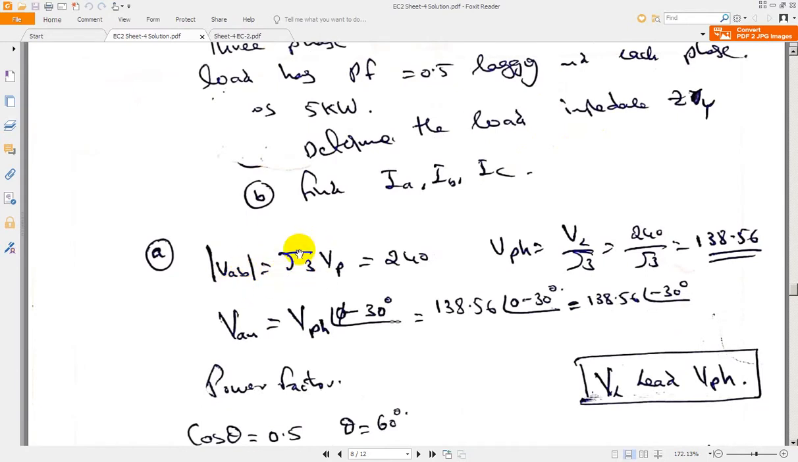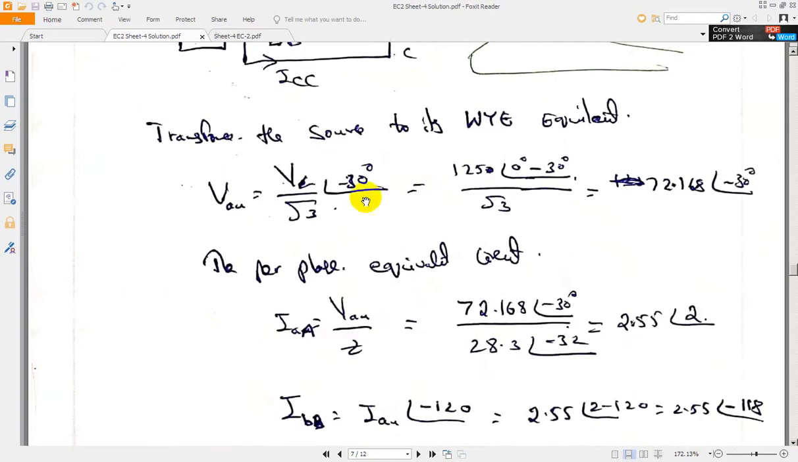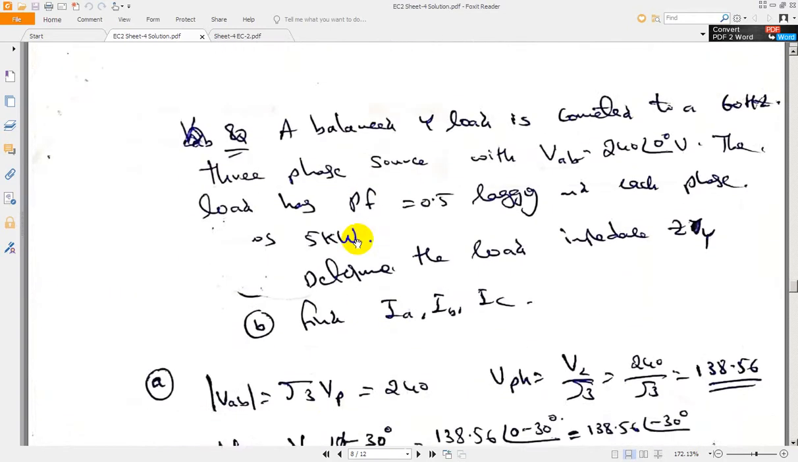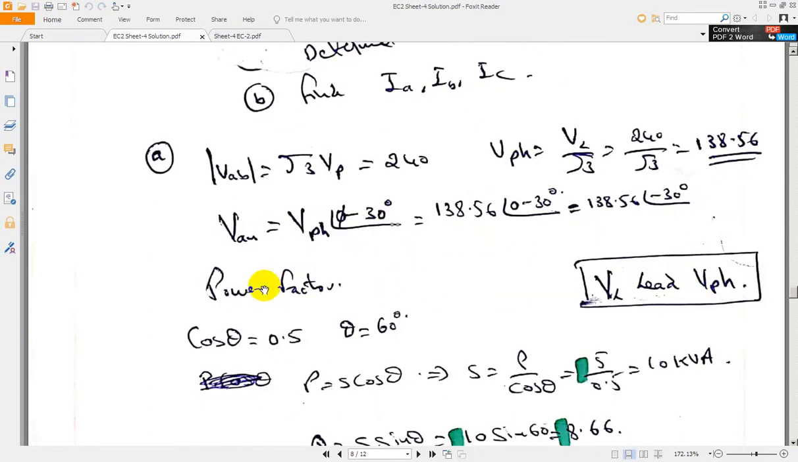VL is equal to root 3 V phase, 240. But if we want to calculate V phase, it will be VL by root 3. So 240 by root 3 is equal to 138.6. When we are converting line to phase values, for VAN we need to reduce the angle by 30 degrees, as we have specified here. Similarly, we are reducing by 30 degrees here. V phase is equal to 138.56 at an angle of 0 minus 30 degrees. You will get 138.56.